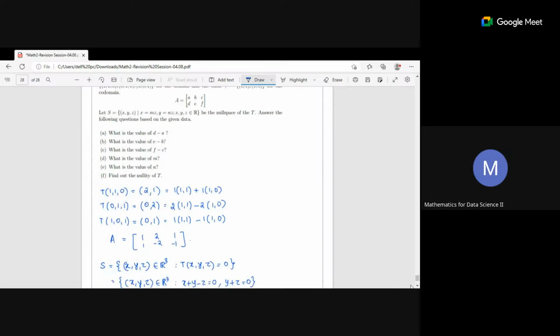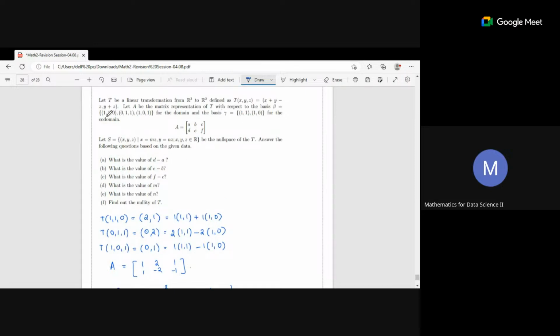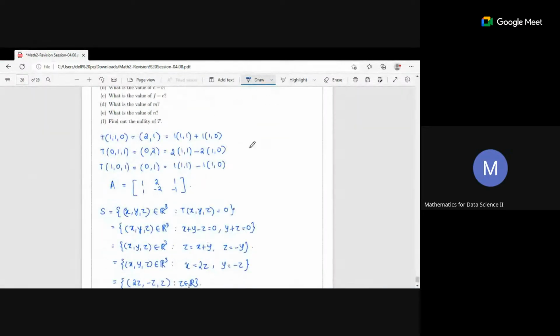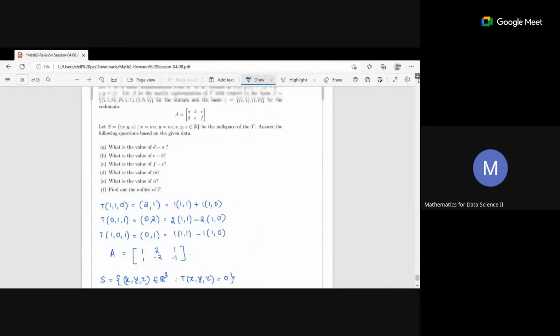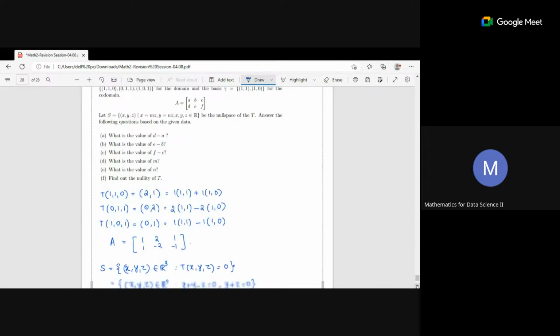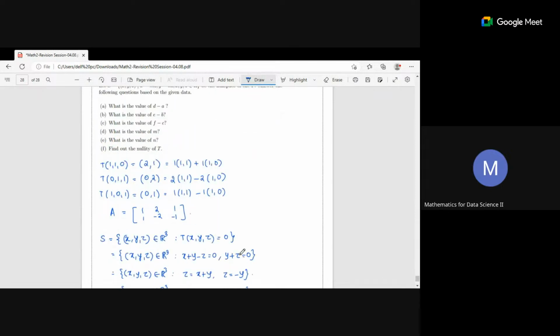So here, what is it that you are doing? First of all, you are finding this matrix. How do you find the matrix? The usual way. You consider what is T of these basis elements and express these images in terms of the basis elements. So you get the matrix. Now what is your T of x, y, z? Your T of x, y, z is x plus y minus z, y plus z. So now these two terms are going to become 0 for the null space. Okay, so this is your null space.